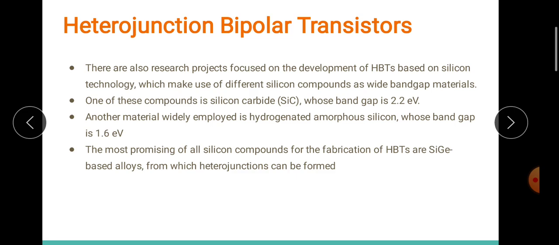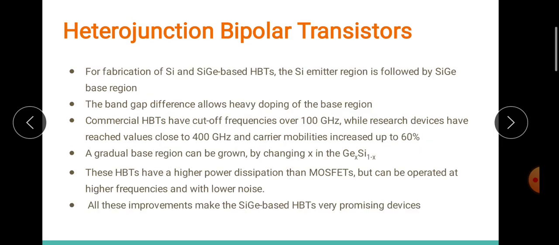Apart from silicon carbide or amorphous silicon, we have another silicon-based compound, none other than the silicon germanium based alloys. We are already familiar with silicon germanium compounds, right? The band gap of silicon is 1.12 electron volt, while that of germanium is 0.66 electron volt. So silicon germanium heterostructures can be developed for fabricating HBTs. For fabricating silicon germanium based HBTs, we prefer silicon as the emitter region, followed by a silicon germanium based region. The band gap energy of silicon germanium is smaller than that of silicon.